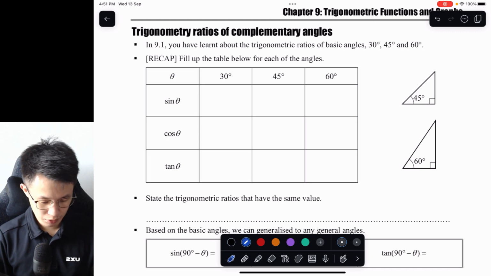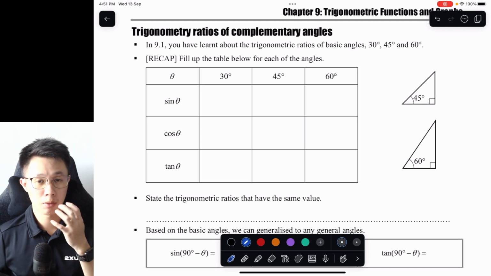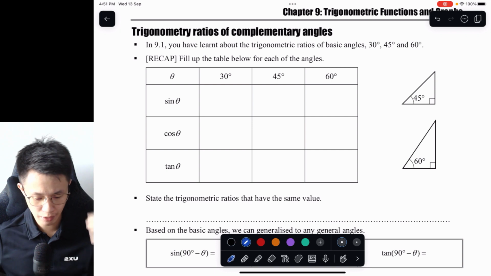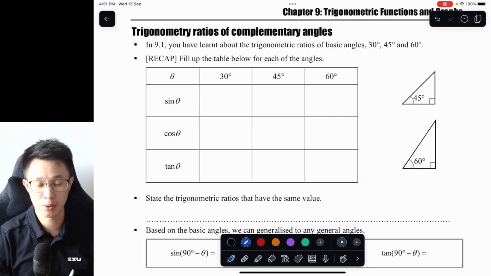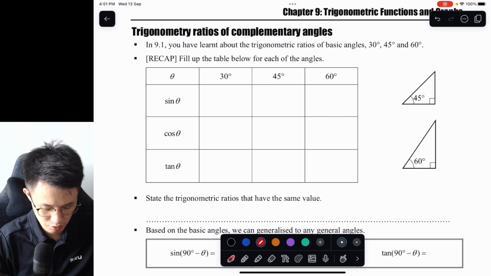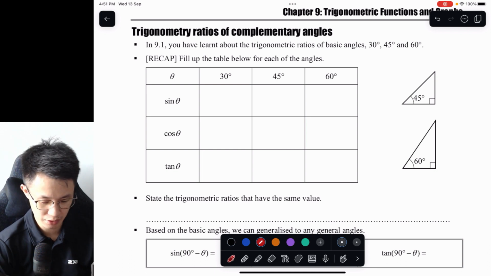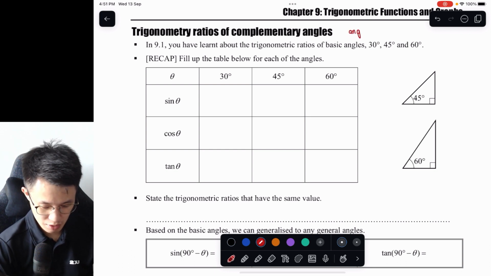Okay, welcome back. We're going to talk about trigonometric ratios of complementary angles, and here we need to understand what complementary angles are. Complementary angles are angles that add up to 90 degrees. Okay, so angles that add up to 90 degrees.